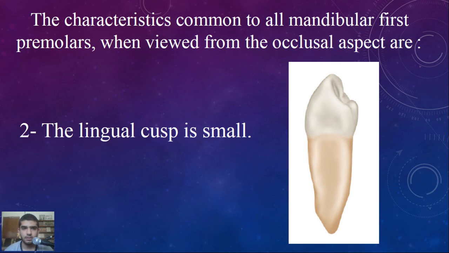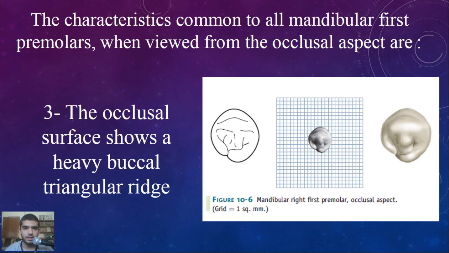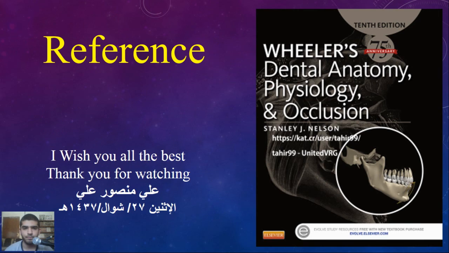The second characteristic common to all mandibular first premolars is that the lingual cusp is small. This is the occlusal aspect. I use the mesial aspect. This is mesial aspect, but I use it just to show you how the lingual cusp is small. The third characteristic is that the occlusal surface shows a heavy buccal triangular ridge. This is the buccal triangular ridge. It is a heavy ridge, heavily developed. This feature is common to all mandibular first premolars when viewed from occlusal aspect.